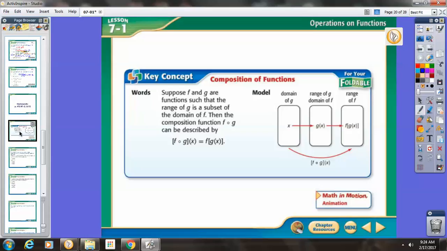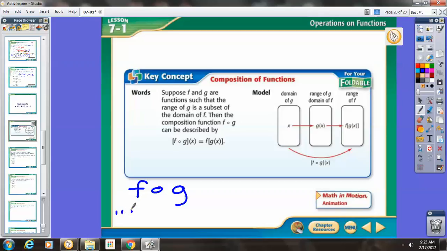This model here is talking about composition of functions. It says suppose f and g are functions such that the range of g is a subset of the domain of f. And the composition function f composite g can be described by f composite g, which is equal to f of g of x. Okay. So let's talk about what this means. F composite g. First of all, that's not fog. Okay, so don't call it fog. If we read that as f composite g.